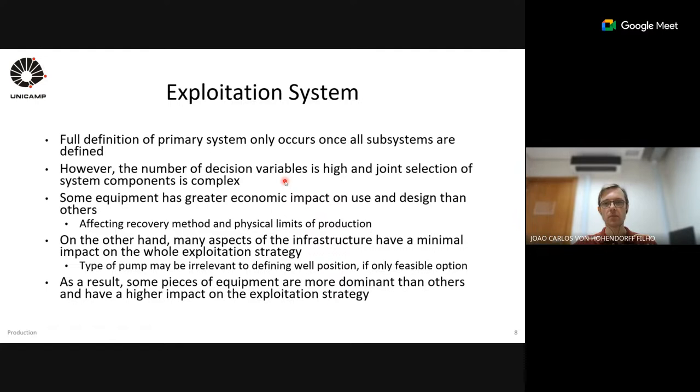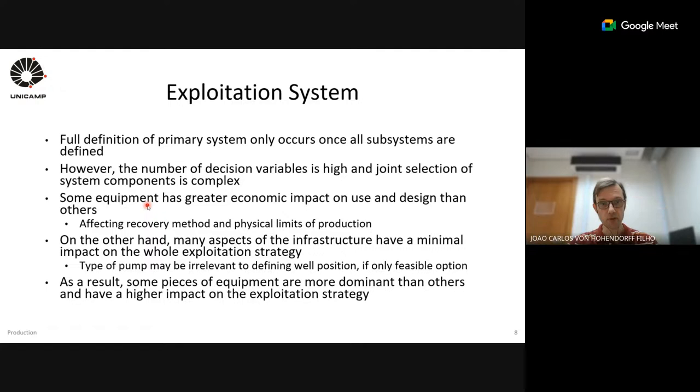But some aspects are important because some equipment has a greater economic impact than others, okay? Especially affecting the recovery method and the physical limits of production. And if you verify along this course, we emphasize, for example, pumps, compressors, and separators as this kind of equipment. The platform by itself is equipment that affects the economics of this kind of project.